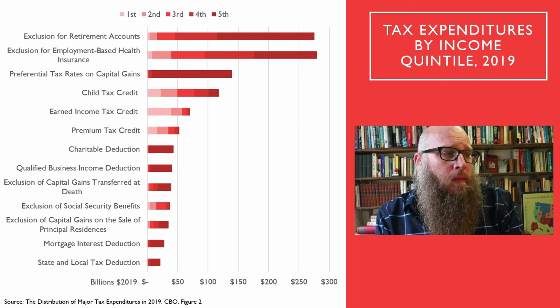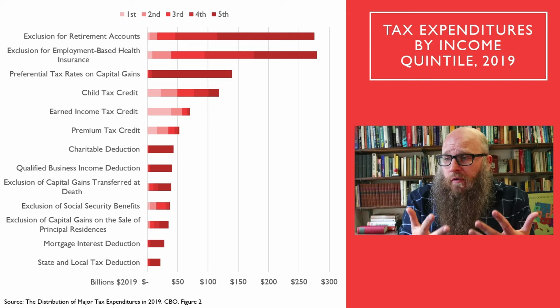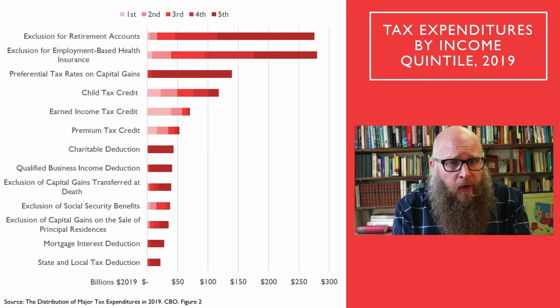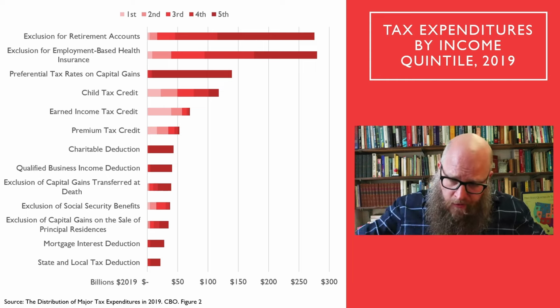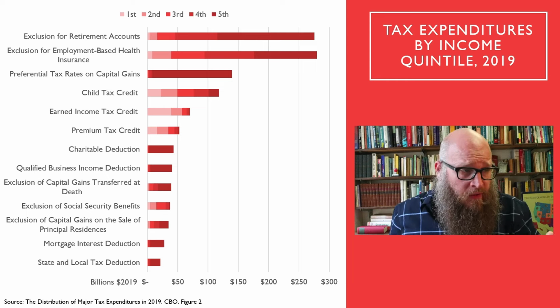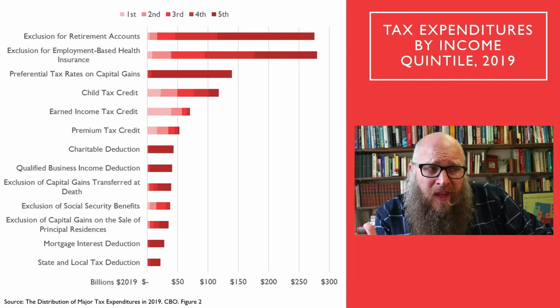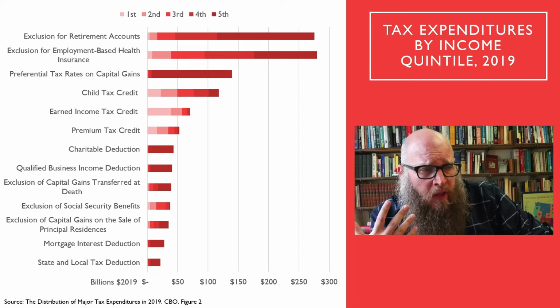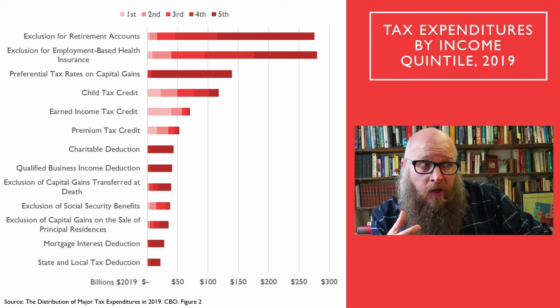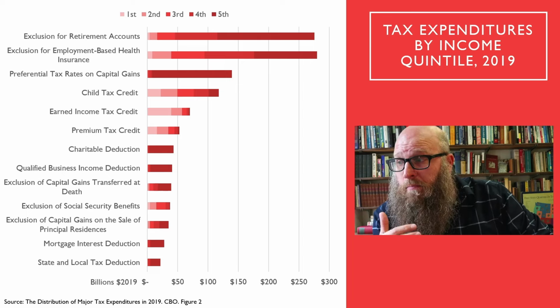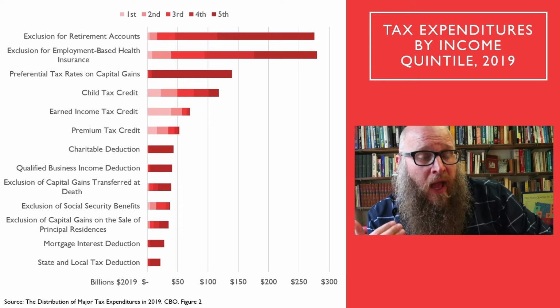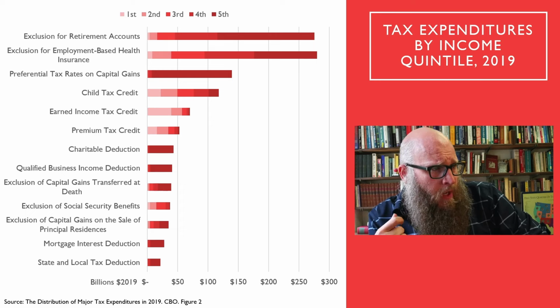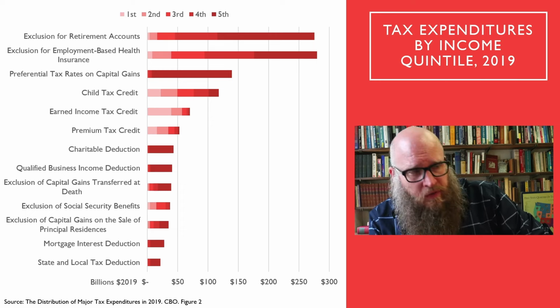There's an exclusion for employment-based health insurance. Now that's fine if you have health insurance with your employer. Economists don't love this. We think it'd be more efficient if the health market was entirely different from the labor market. But as we see, the majority of that benefit again goes to the top 20, the top 40%. And very little of that goes towards the bottom 40%, in part because they're less likely to have health insurance associated with their work. Preferential tax rate on capital gains, that's just the top 20%.